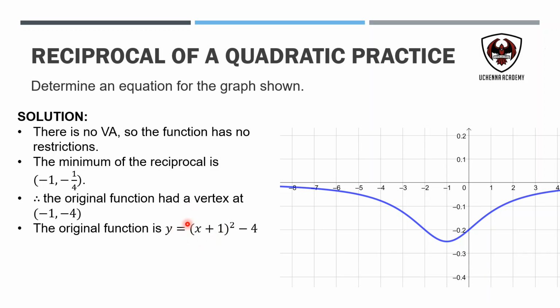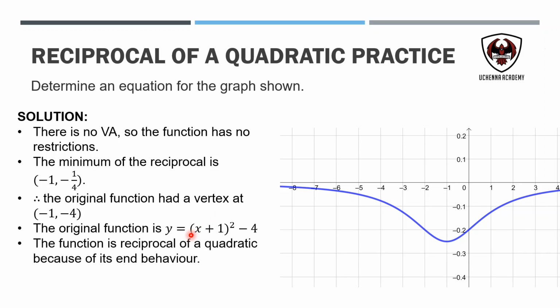The a value can be anything. So you can put any value here for a. We'll talk about its sign in a second. It will have to be negative because the vertex is below the x-axis here, and because it's a maximum, of course, so that's why the a value had to be negative. The function is a reciprocal of a quadratic because of its end behavior. And again, I will put in a negative here only because I know that my maximum in my original quadratic must mean that the a value is negative, and that's going to stay on the reciprocal.